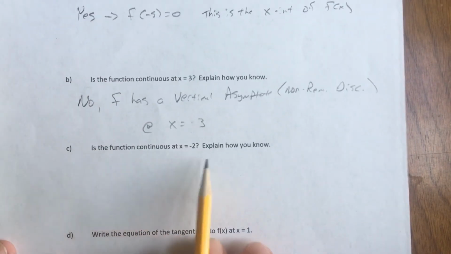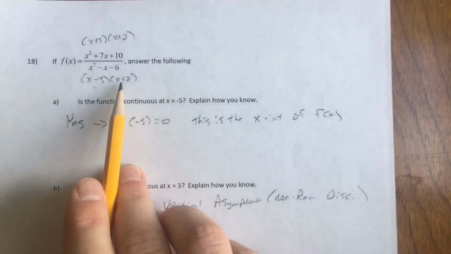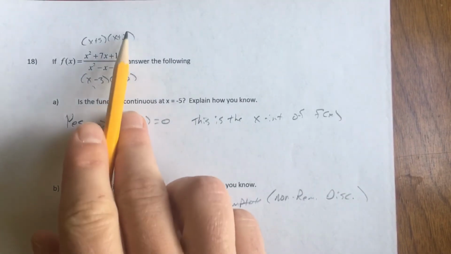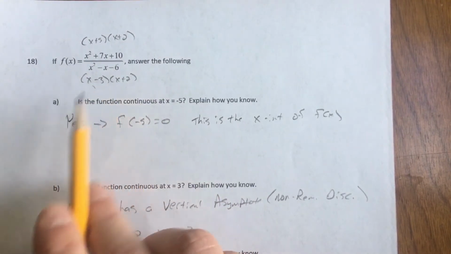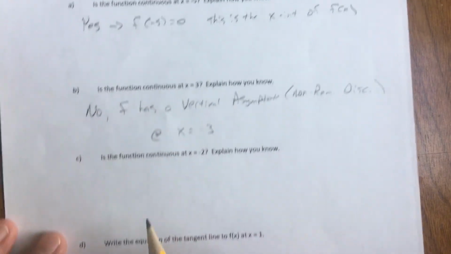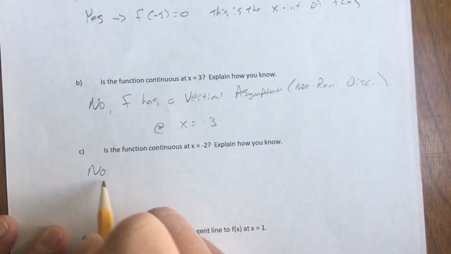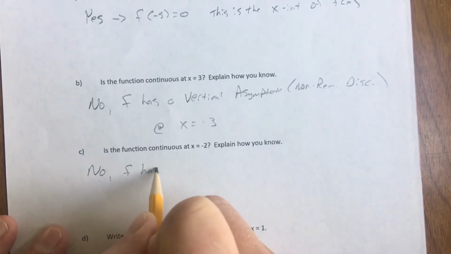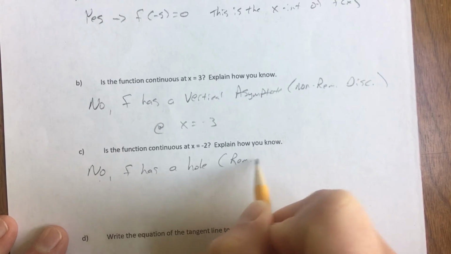Now C says, is the function continuous at -2? Now we have a factor of x plus 2 in the function, but it's on top and bottom, so it will cancel out. Does that mean that the discontinuity is gone? And the answer is no. We do have a discontinuity. So is f continuous? No.